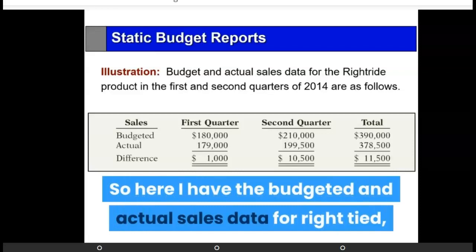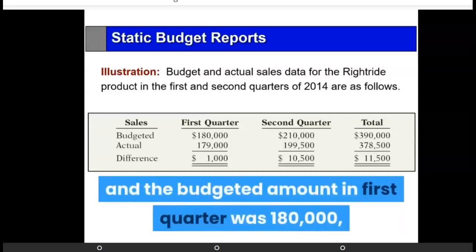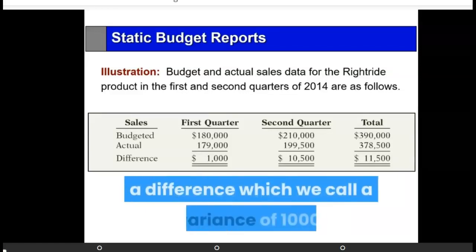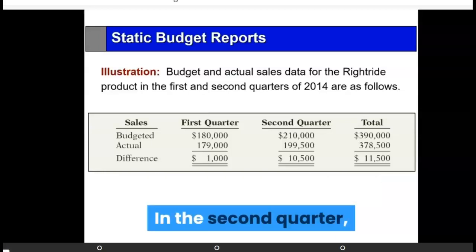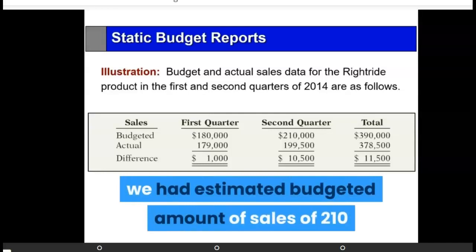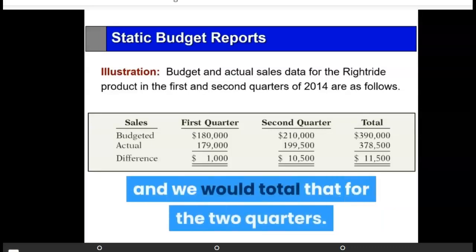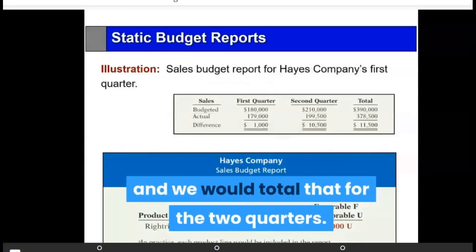So here I have the budgeted and actual sales data for Right Tide, and the budgeted amount in the first quarter was $180,000. The actual was $179,000. So there's a variance, a difference, which we call a variance of $1,000. In the second quarter, we had an estimated budgeted amount of sales of $210,000, and we achieved $199,500. So again, we have a difference of $10,500, and we would total that for the 2 quarters.